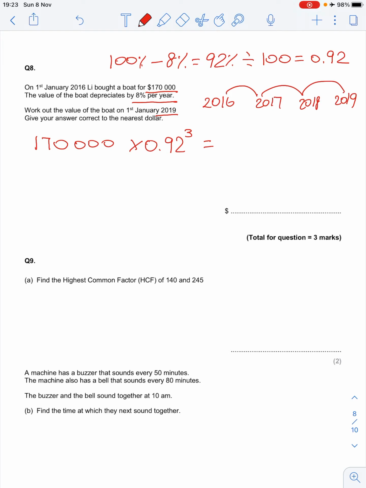And remember, your answer is correct to the nearest dollar. So it's 132,377.